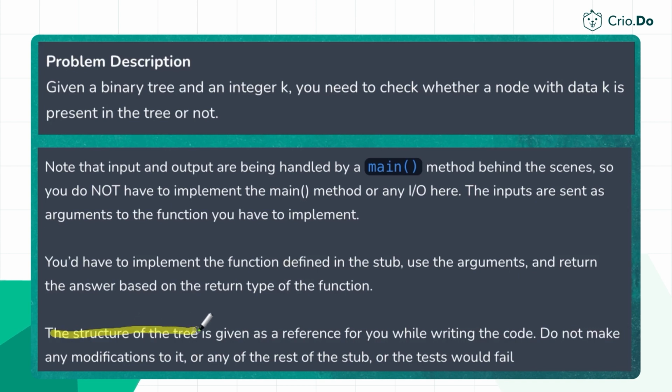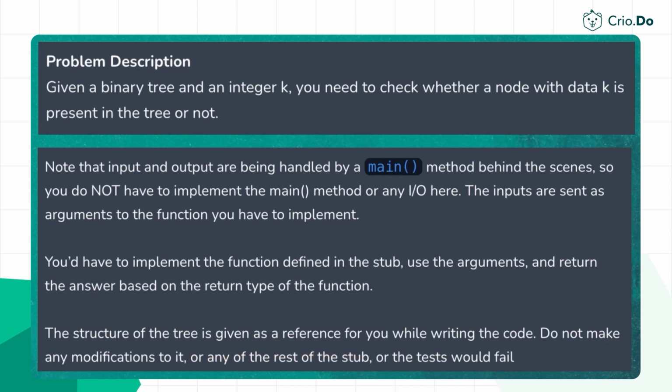The structure of the tree is given as a reference for you while writing the code. Do not make any modifications to it. So we do not have to change the structure of the binary tree which is given to us, and we do not have to change any of the rest of the stub, otherwise the test cases would fail. So we have to make sure that we are only writing the code which we are allowed to change.